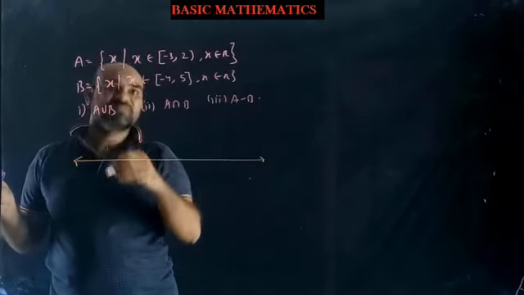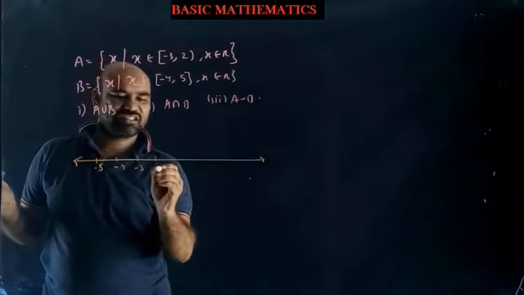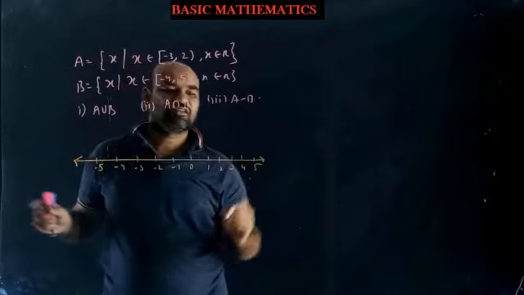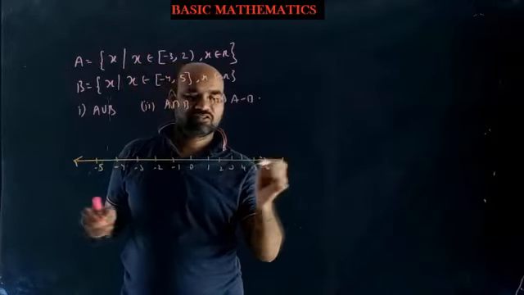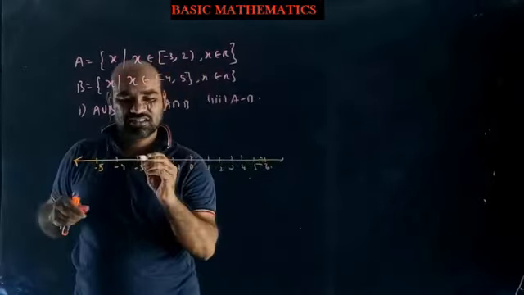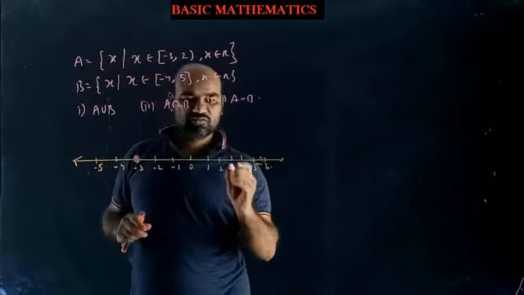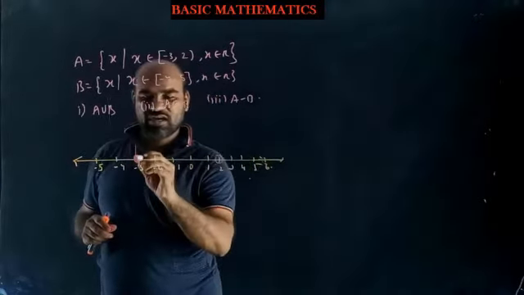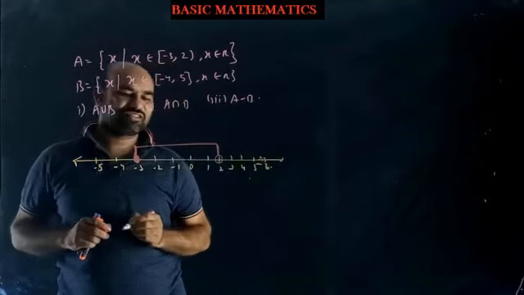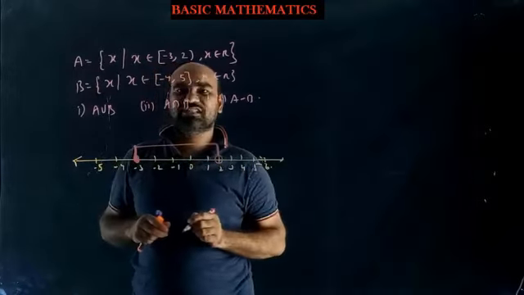Okay. Minus 5, minus 4, minus 3, minus 2, minus 1, 0, 1, 2, 3, 4, 5, 6. Okay, what does A say? A is closed minus 3 to open 2. I will write it like this. My pink one is the set of elements closed minus 3 to open 2. That is represented by set A.